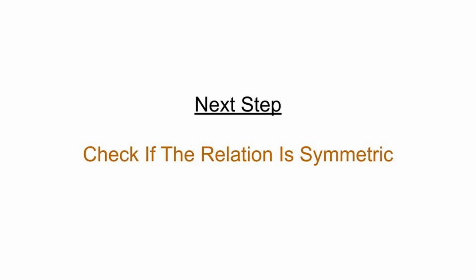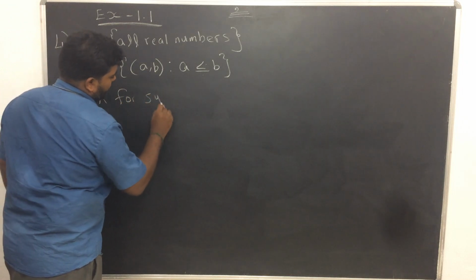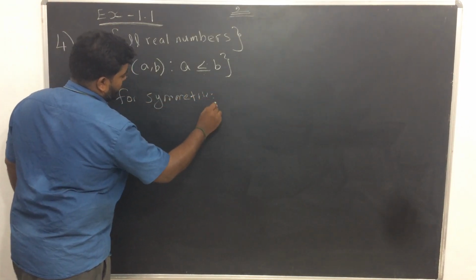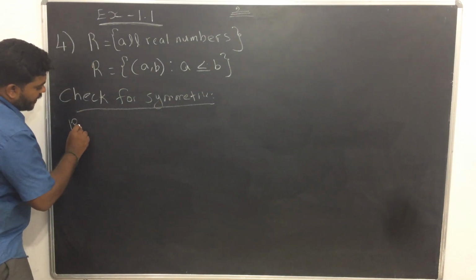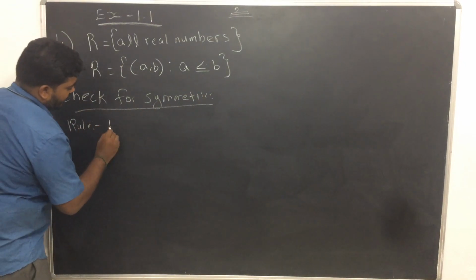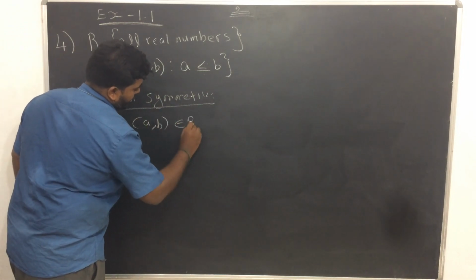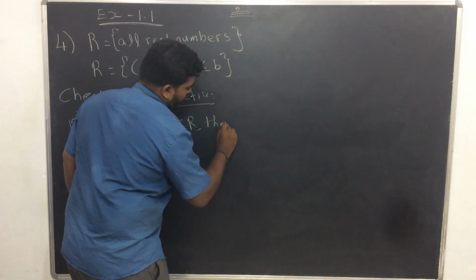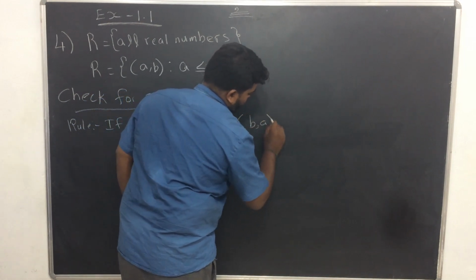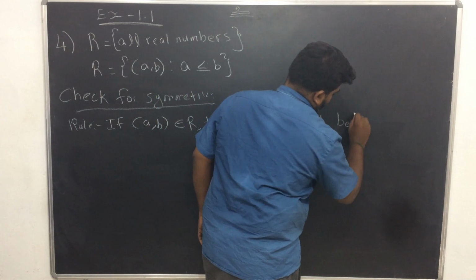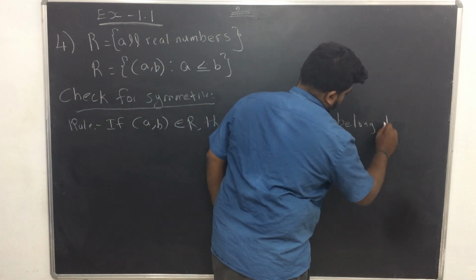Now let's check for symmetry. We have proved it is reflexive. We will now check for symmetry. What is the rule again? The rule states that if (A, B) belongs to R, then the ordered pair (B, A) should also belong to R. This is the rule for any relation to be symmetric.